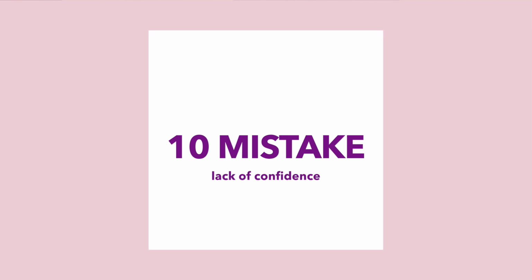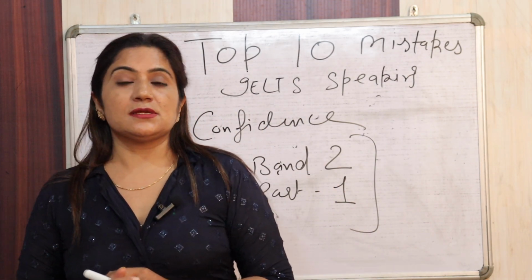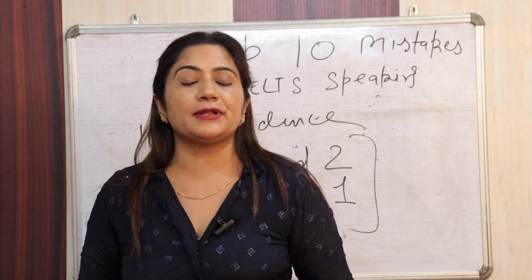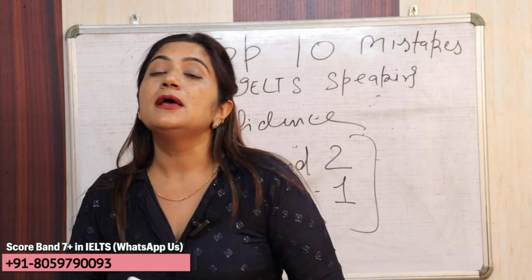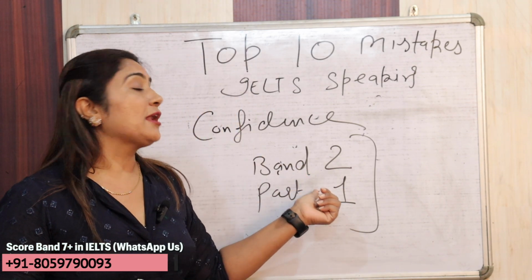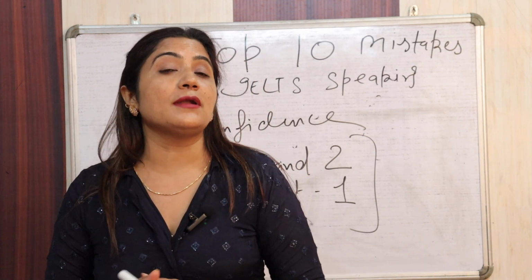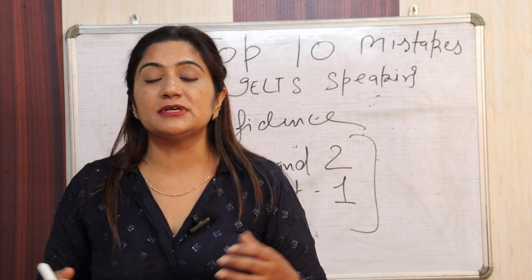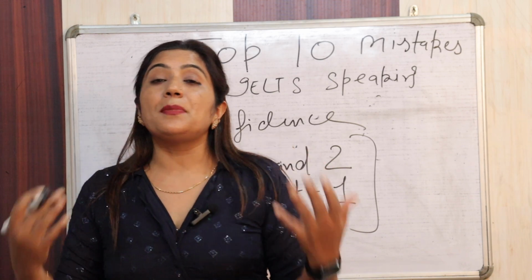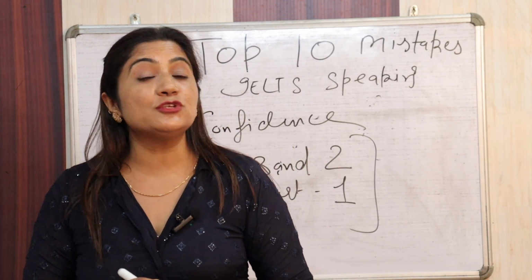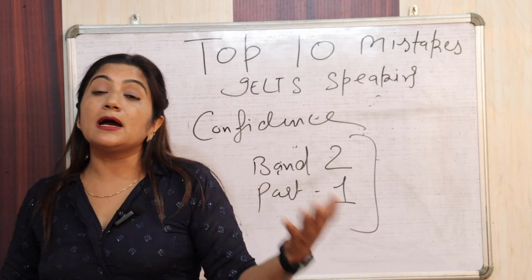So this is mistake number 10. This is again a very common mistake candidates make: lack of confidence. Part 1 is entirely based on your confidence, because some general questions are asked to make you relaxed or to make you familiar with the exam or the examiner. Entire part 1 is based on band 2. If you are not confident, you are not answering confidently, the examiner finds you nervous while answering part 1. Part 2 and part 3 have different criteria for checking the speaking examination, but in part 1 your confidence is entirely being checked. And if you lack confidence in part 1, again you may lose your score.